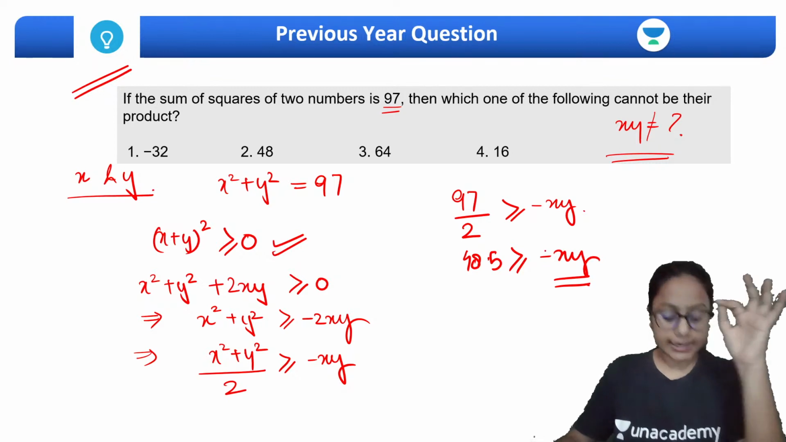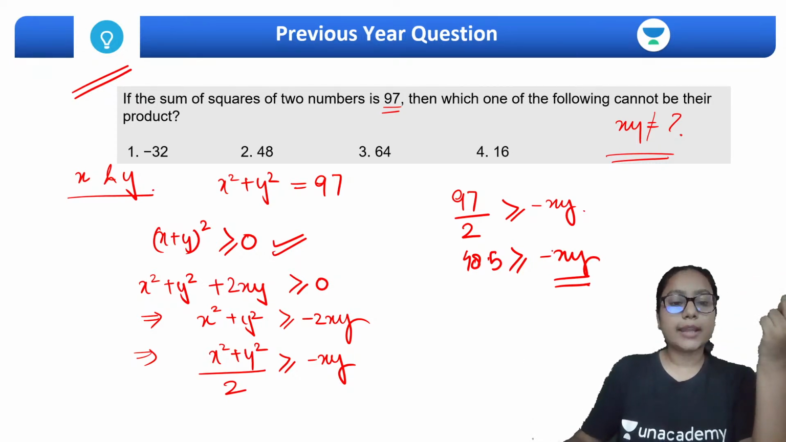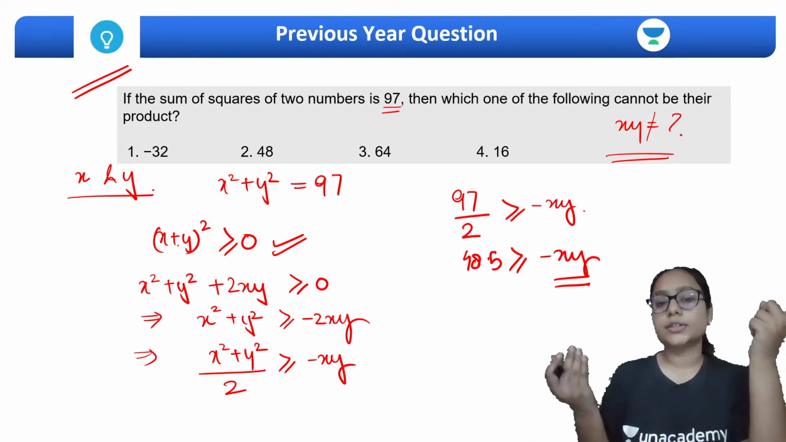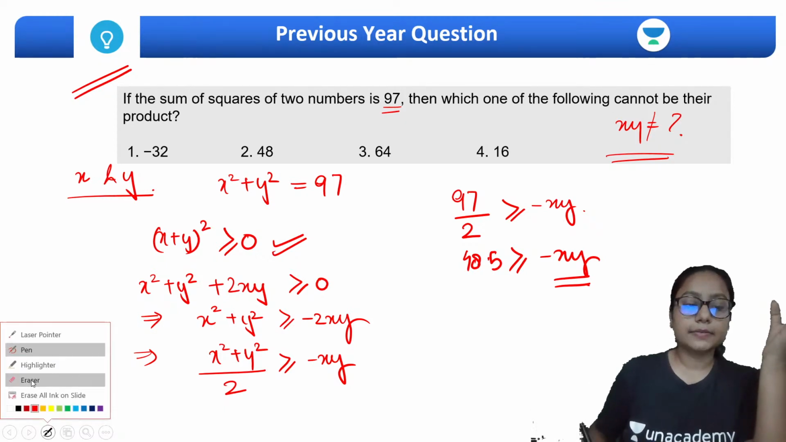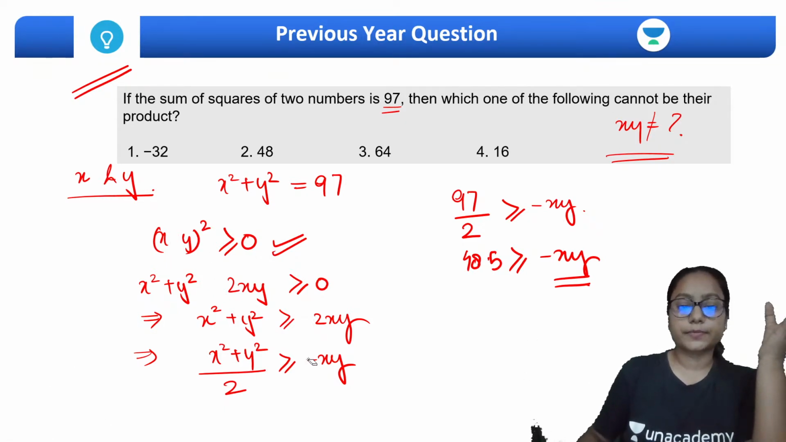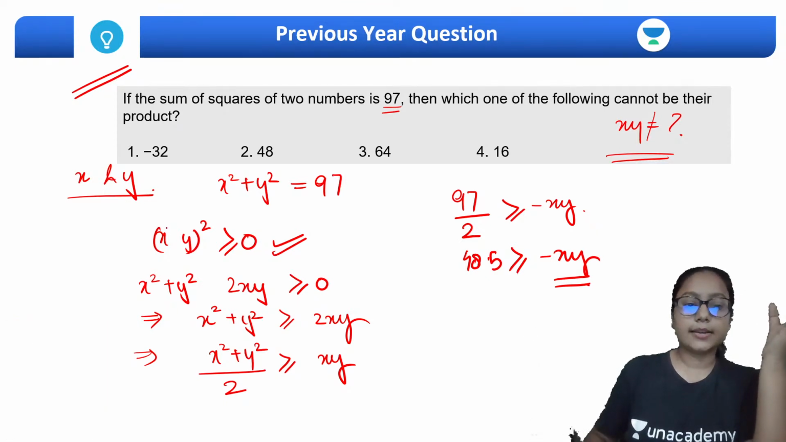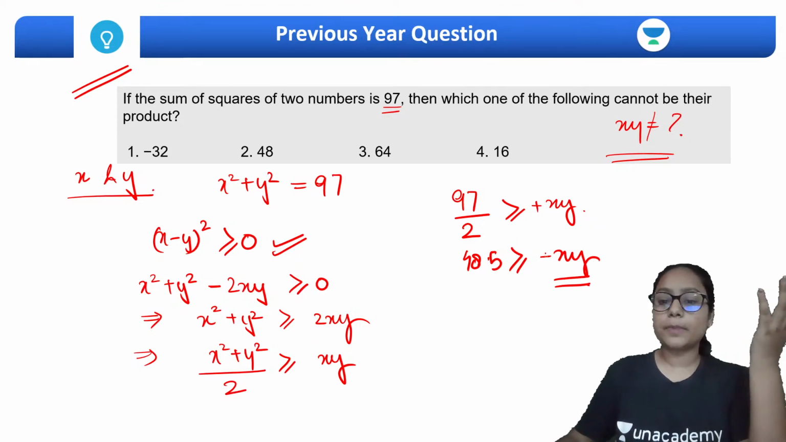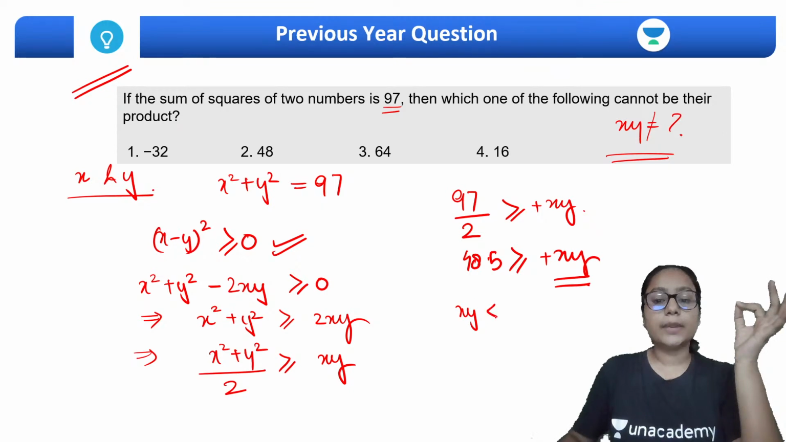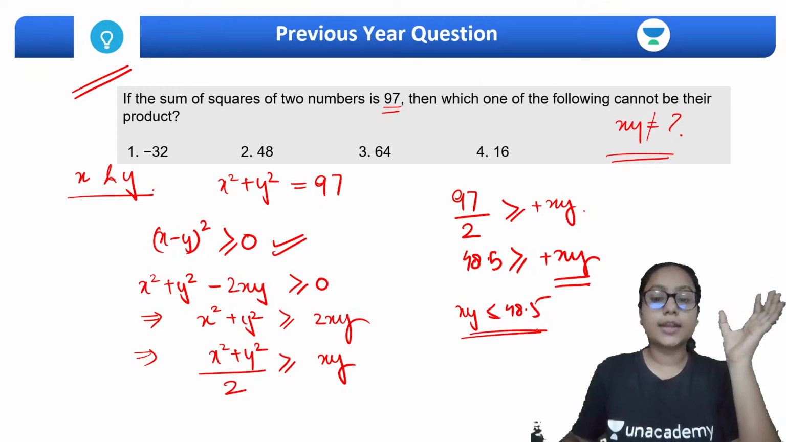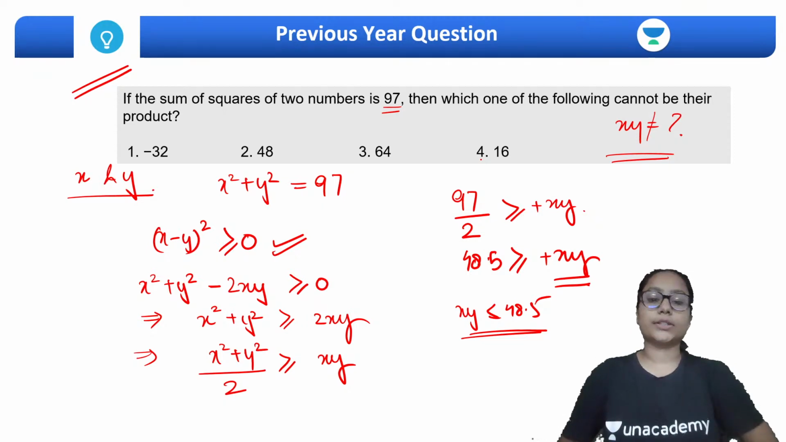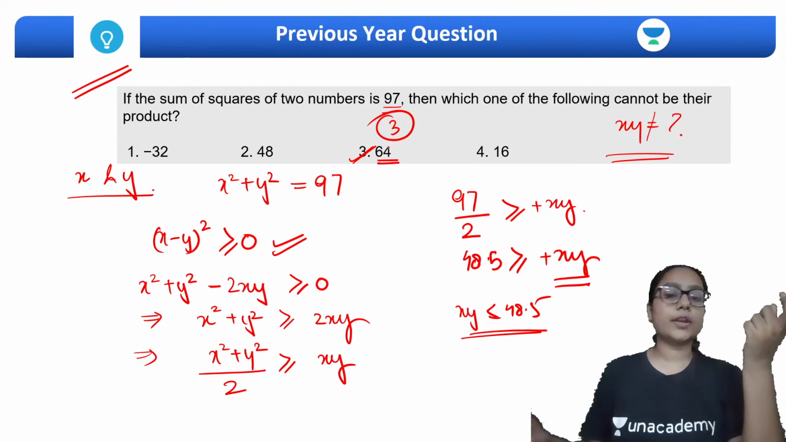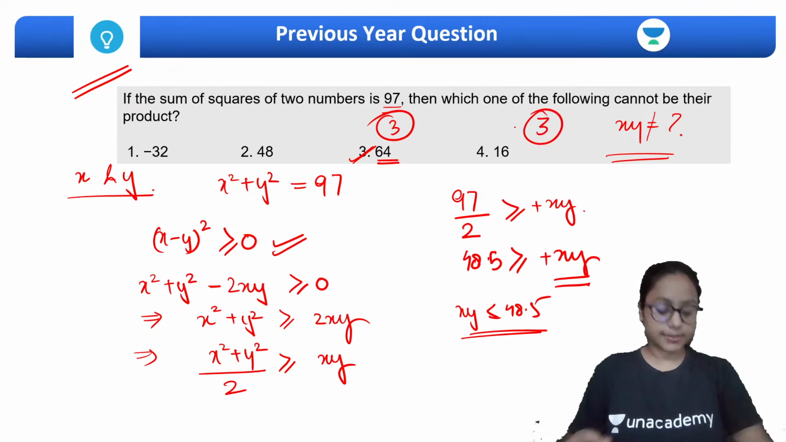Now see, you have minus xy here. Is this minus sign important here? I have taken (x plus y) whole square here. Even if you take (x minus y) whole square, this won't change, right? If I take (x minus y) whole square, this will be minus, and on the right hand side it will become plus. So this is true for plus minus both. So plus xy should be less than or equal to 48.5. Therefore, which of the following options is not possible? Clearly option 3 is not possible, because 64 is not less than 48.5. So option 3 is the right answer.